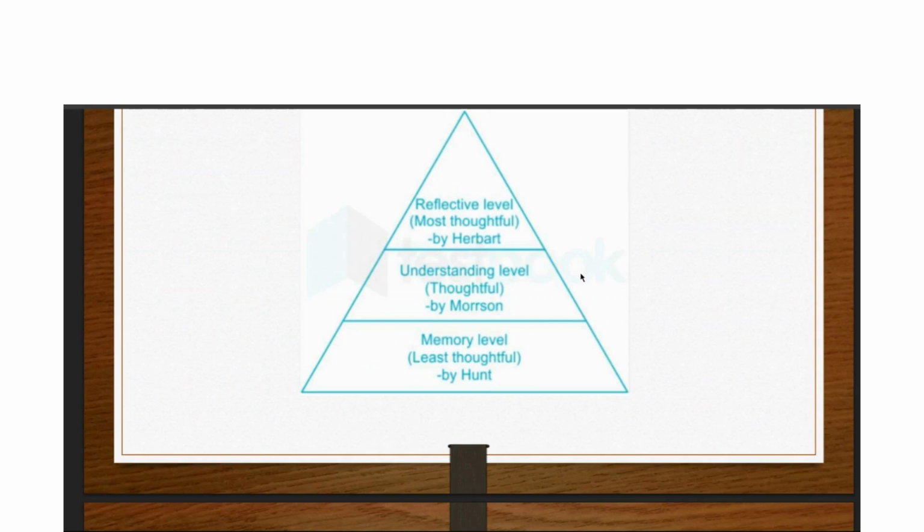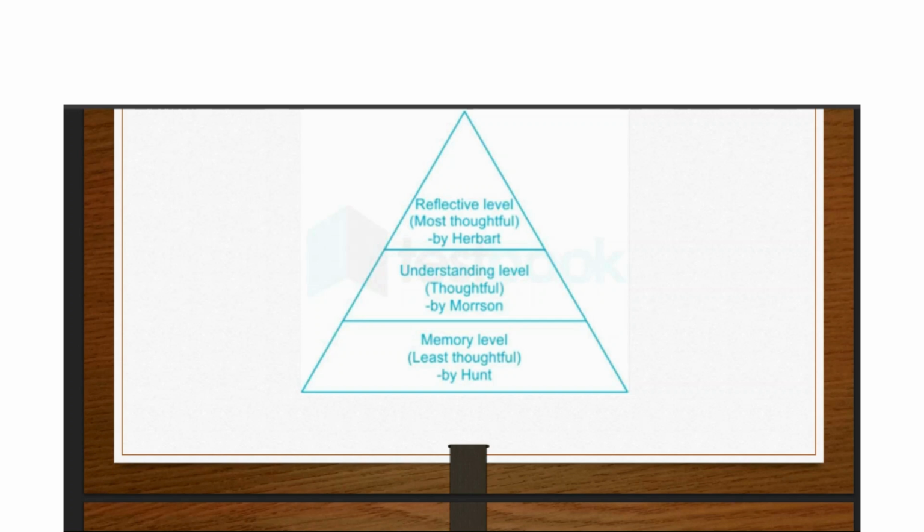Whereas when it comes to understanding level, why they need water, why they need sunlight, and how they manufacture their own food by themselves. So what is the process? We have to understand the process behind the growth of the plant. That is the understanding level. It needs a medium type of cognitive ability. Next is the reflective level.